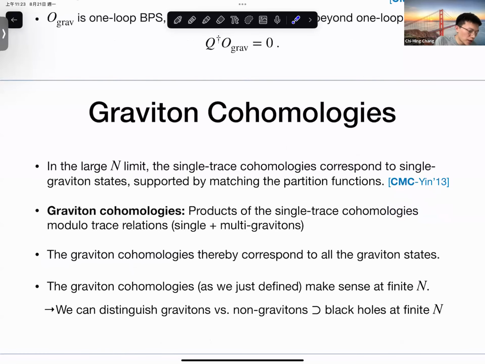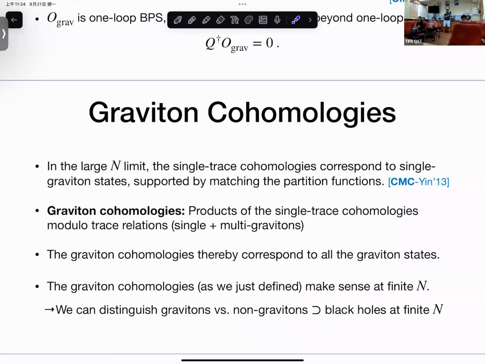So now we have a very natural interpretation: the graviton cohomologies correspond to all the graviton states, including single graviton and multi-gravitons. This statement is at large N, but importantly, our definition of graviton cohomology actually makes sense at finite N. So we can extend the definition of graviton from infinite N to finite N, and in that sense we can distinguish graviton versus non-graviton at finite N. Inside this non-graviton sector there may be black holes. So that's our way to distinguish graviton versus black hole at finite N. Any questions at this point?